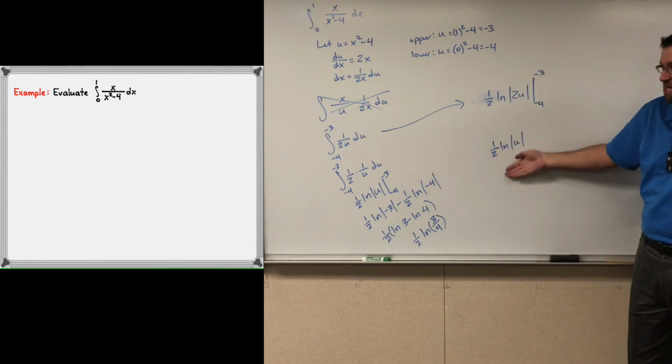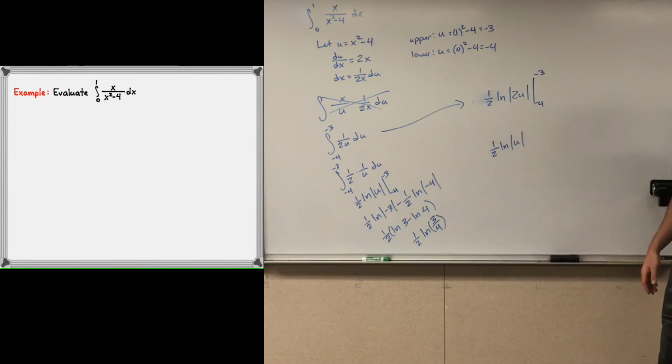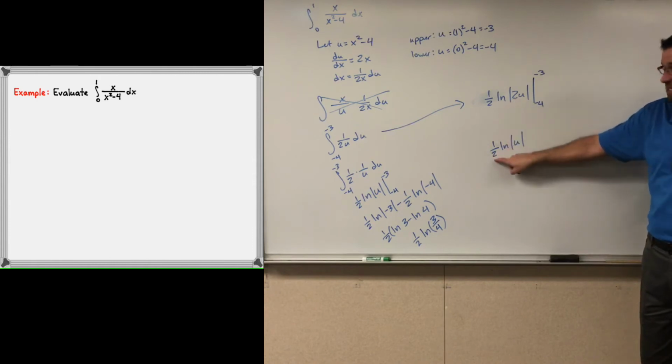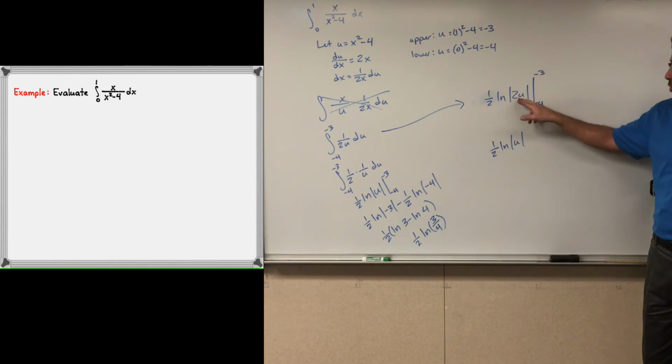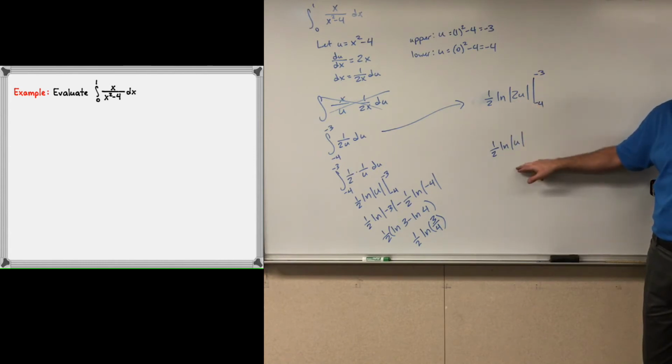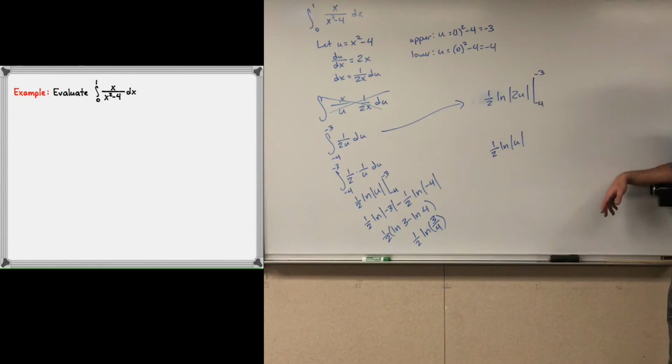In order for these to be equal to each other, what would have to be the case? 1/2 is the same as 1/2, right? Natural log is the same as natural log. We'd have to say that 2u has to equal u. Does 2u always equal u? No. So are these the same function? No, they're not. But wait.